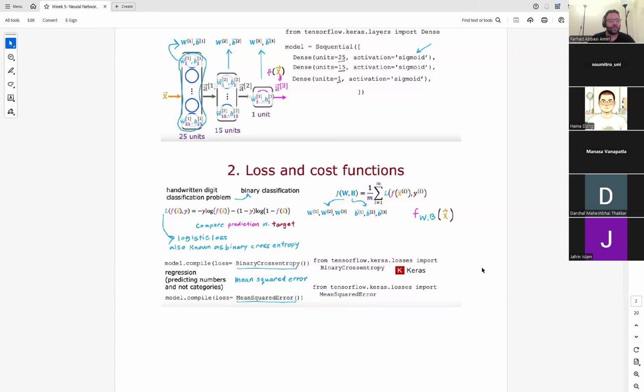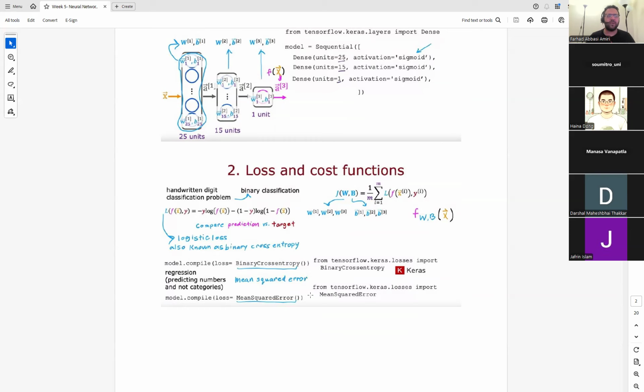For example, if your application is classification, it's a binary classification. Binary classification means to determine that the tumor is cancerous or non-cancerous, the image is cat or not cat, the number is 1 or 0, just two classes, two categories. That's why we call it binary. If it's a binary classification, then from Keras losses, you should import BinaryCrossentropy because your application is binary classification.